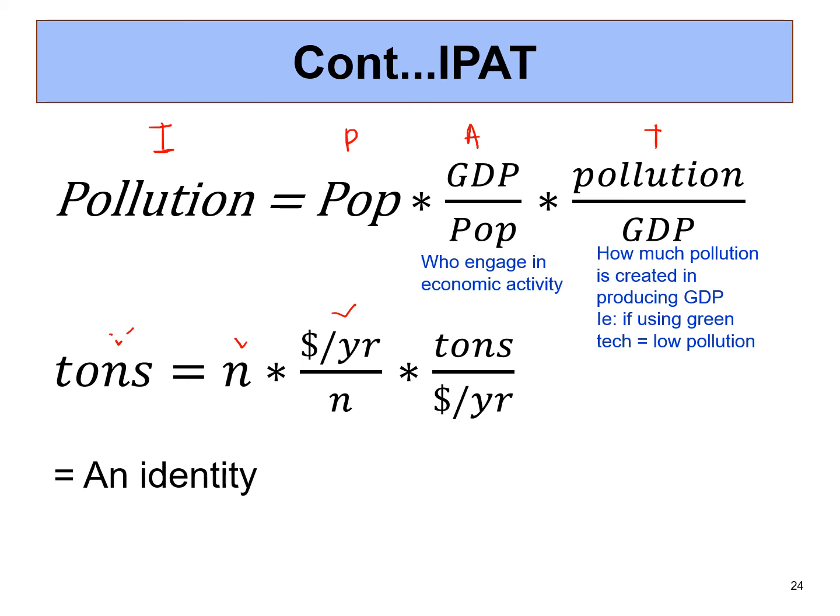So if you look at this equation, there are some items that can be cancelled off. You have population here, you can cancel with this population, you also have GDP here, and you can cancel off with this GDP. So now you will get pollution equals pollution. So we can call this IPAT an identity. Pollution is equal to pollution. Clear?